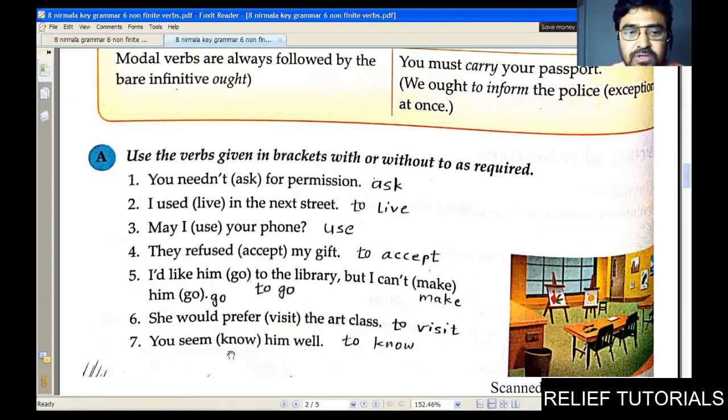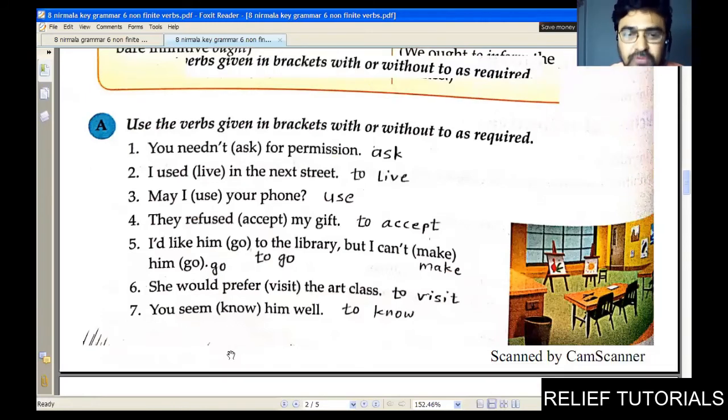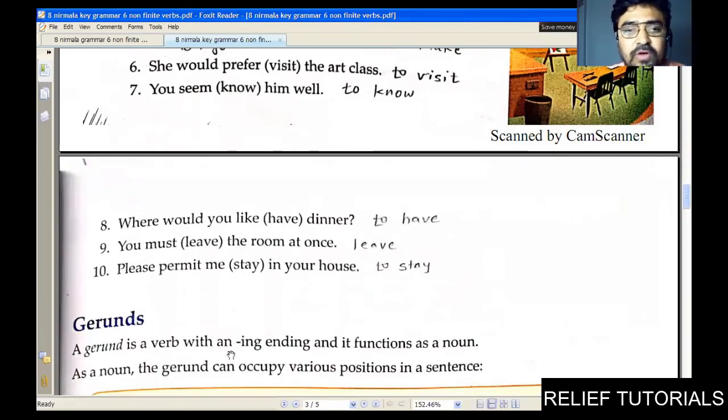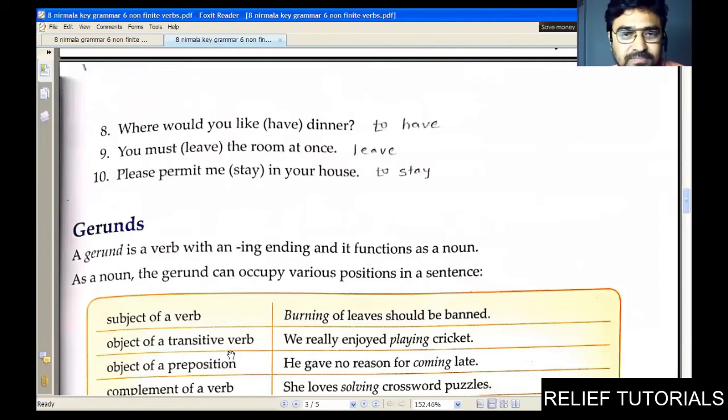So this is all about infinitives. Where would you like to have dinner? Like is followed by to and a verb. You must leave: again the modal auxiliary, so a bare infinitive. Please permit me. Let me is followed by a bare infinitive. Permit me, allow me, is followed by to, a full infinitive. So this is all about infinitives.